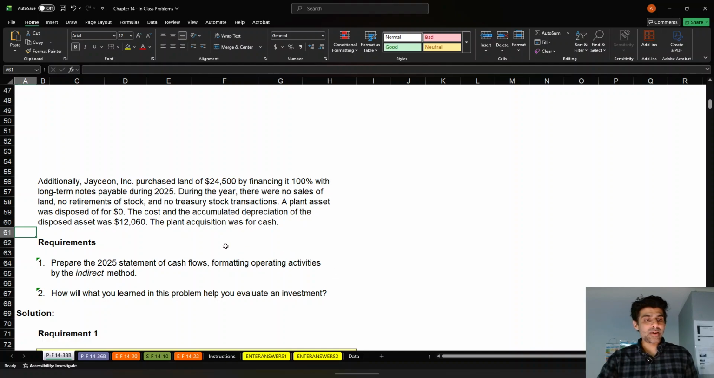Zero. Okay, the cost and accumulated depreciation of the disposed asset was $12,060. So though we got $0 for it, it was already on our balance sheet for zero. So there was no gain or loss. Is everyone good with that? So we don't have to do that adjustment because it is neither a gain nor a loss. It's like break even. We had it on our balance sheet for 0, and we got rid of it for 0.